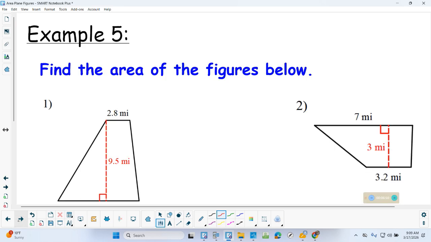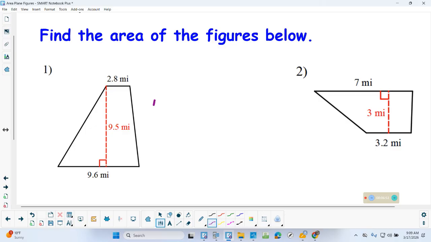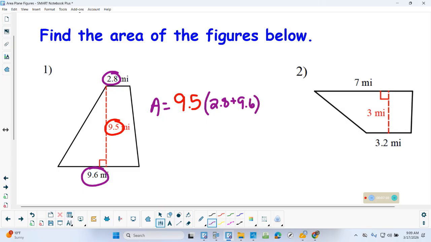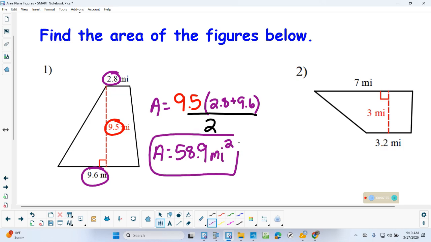All right, find the area of the figure below. So of course we have our trapezoid here. So my bases are my 2.8, my 9.6, and obviously the height is the 9.5. So I'm going to do the height, and then it doesn't matter what order you add the bases because we're adding 2.8 plus 9.6. And remember, we are over 2. Again, you just punch that into your calculator exactly how it looks, and we're going to end up with 58.9. I'm going to label, we're in miles, and it's area, so we're doing, of course, miles times miles, miles squared.